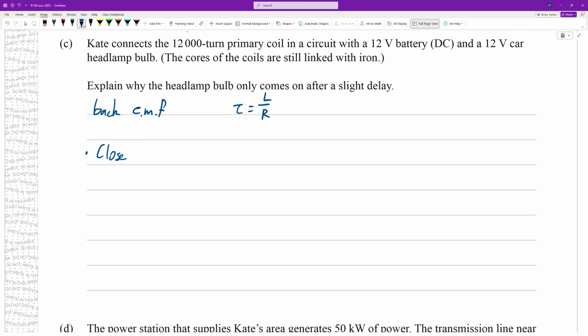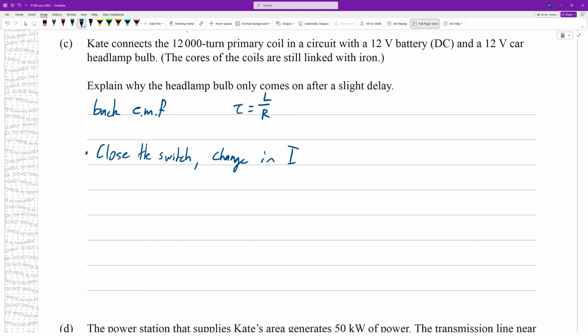I'm going to say close the switch. In other words, turning on the 12-volt battery. So when we close the switch, there is a change in current. Right, it went from no current to, oh, hang on, there's a change in current now.